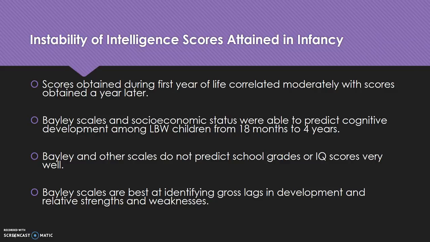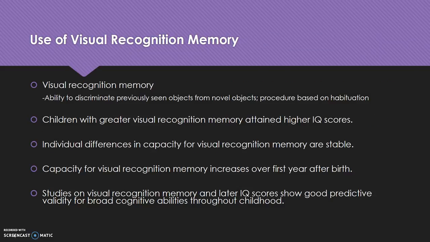Now, another way we can look at intelligence is what's called visual recognition memory. This is an infant's ability to tell the difference between an object that they've previously seen and an object that is new. And this procedure is based on habituation. If you look at your book, it talks about visual recognition memory starting on page 105.